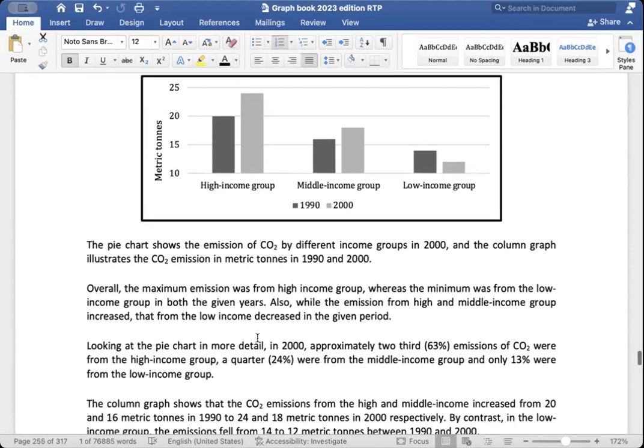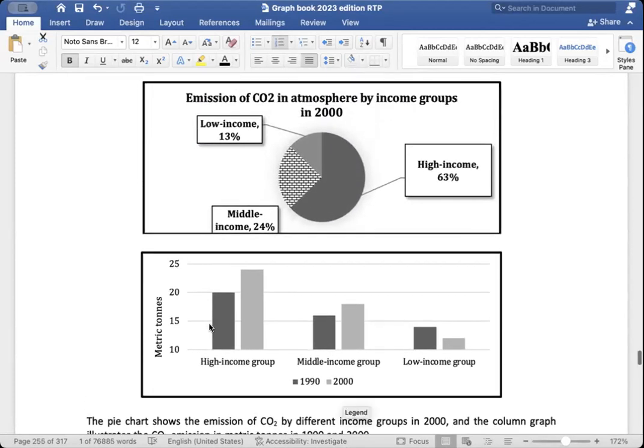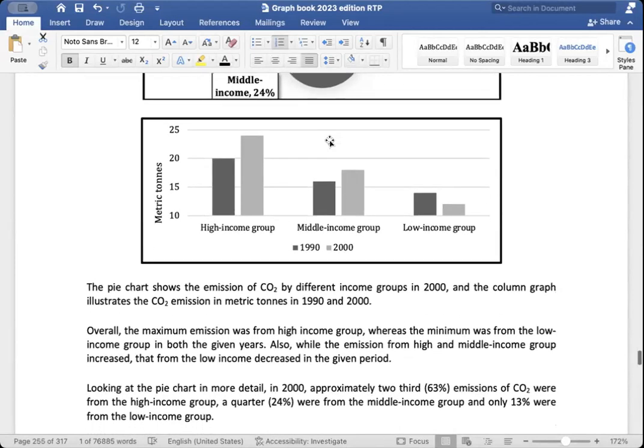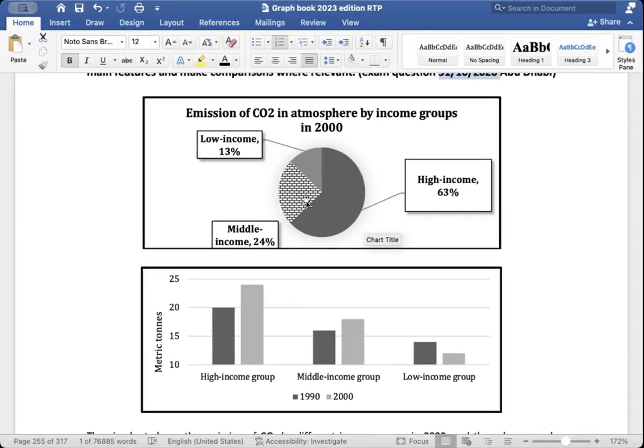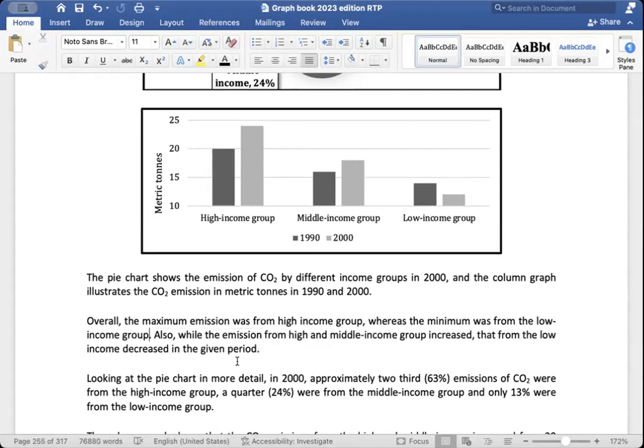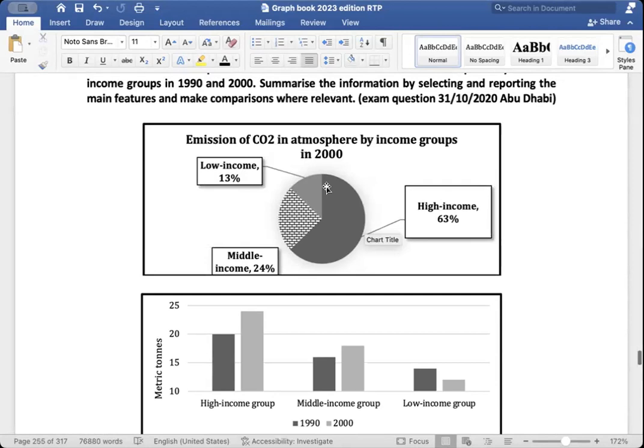Overall, the maximum emission was from the high income group. Whereas the minimum was from the low income group, in both the given years also. In both the given years, it is only 1 year here, so I should not write both the given years here, because the pie chart is not showing both years. While this is just from the pie chart, maximum was from high income and the minimum was from low income.